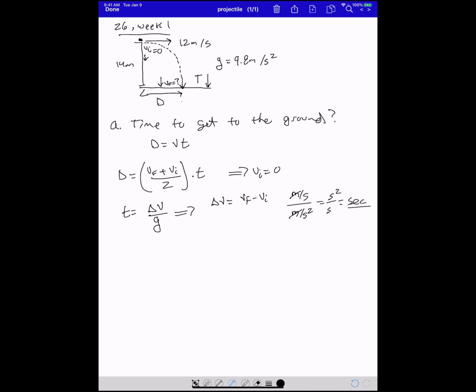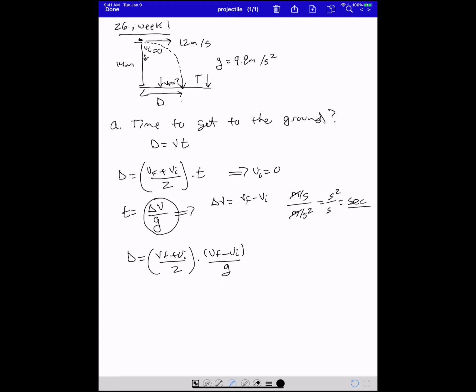So we know that time is measured as a change of velocity over gravity. And so with this in mind, we can change this d formula to the following: d equals (final velocity plus initial velocity) over 2 times t. But remember, t is now this, so times the change of velocity, which is Vf minus Vi over gravity.